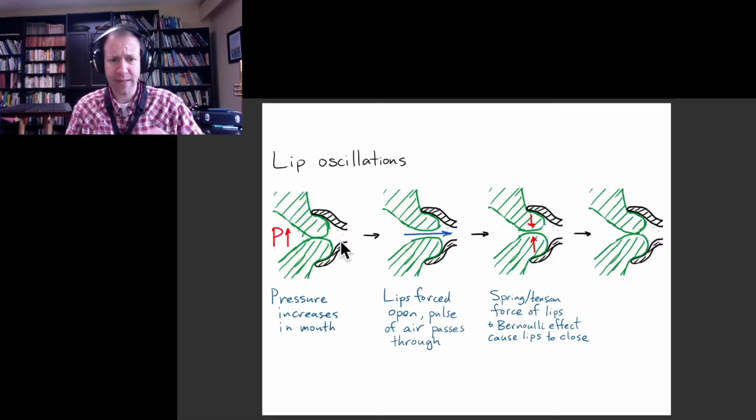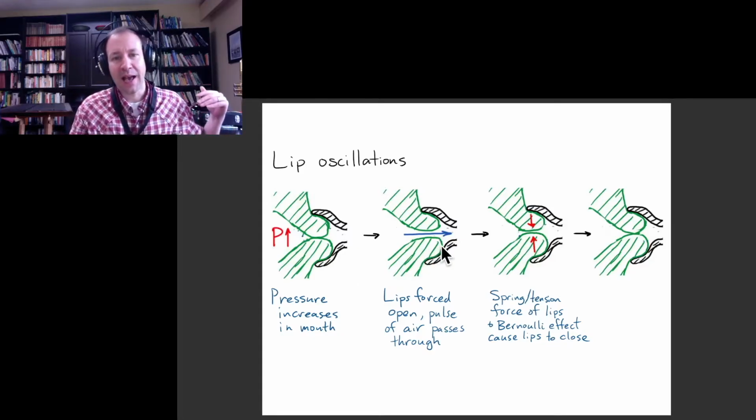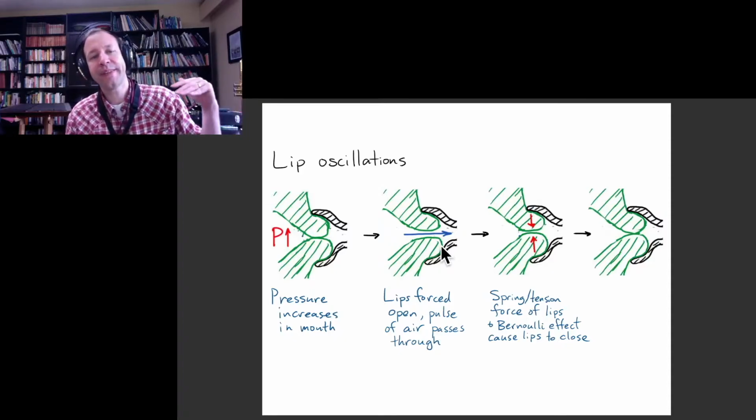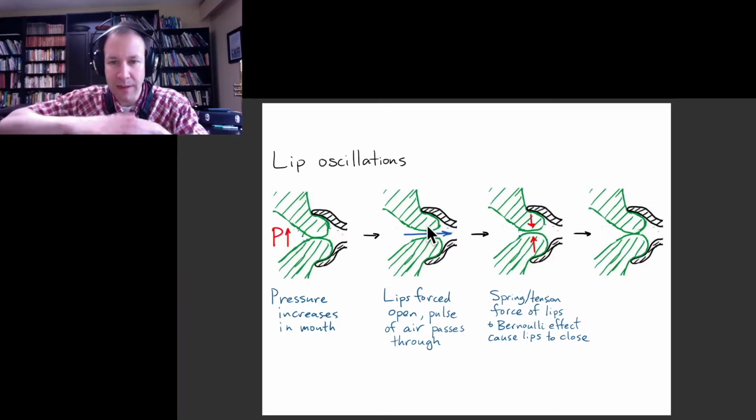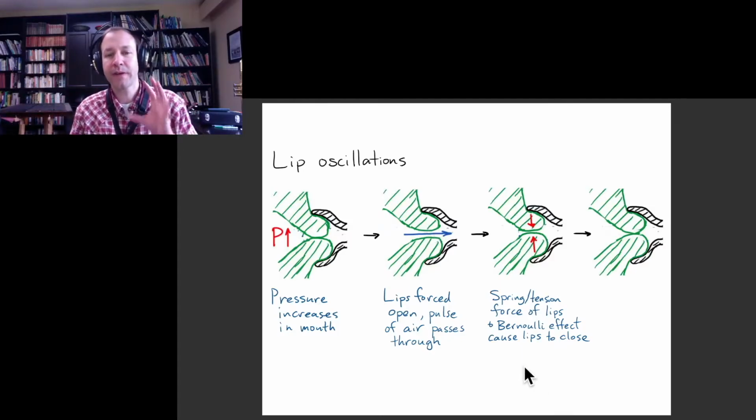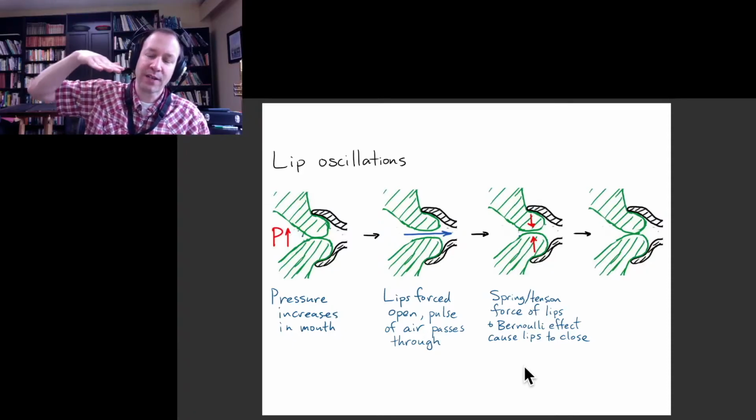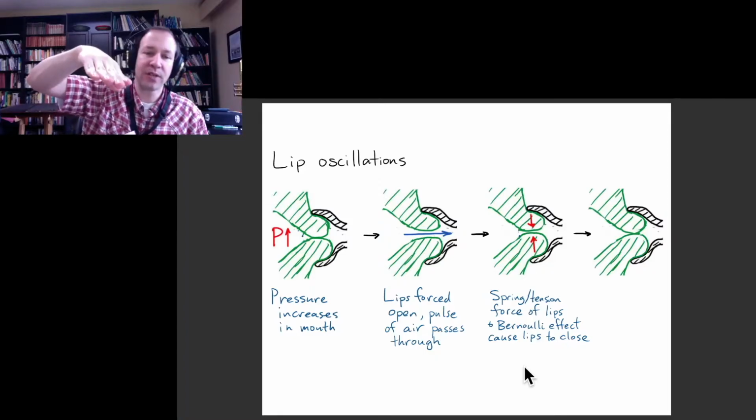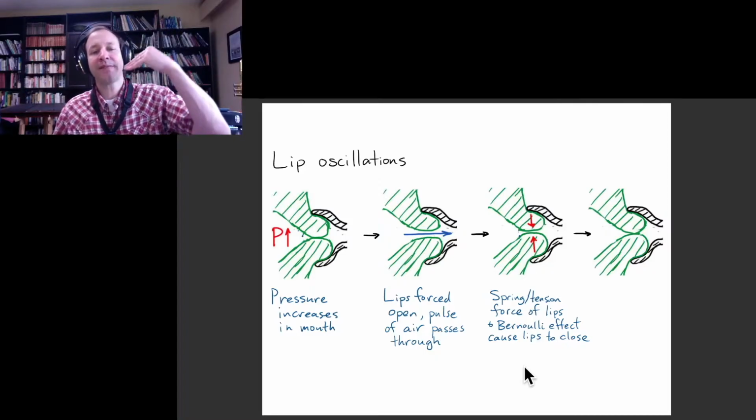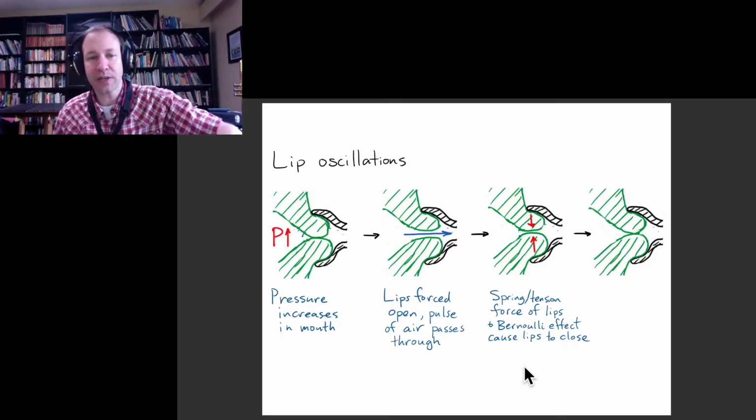your lips open. And then you get a pulse of air that passes through your lips. And as that pulse of air passes through, at that point, the pressure in your mouth drops. And there's a couple of effects that cause your lips to go back together. The first of these effects is what's called the Bernoulli effect. And that is where if you have a jet of air rushing through the lips, or really between any two objects, Bernoulli's effect says that that leads to a drop in the pressure.